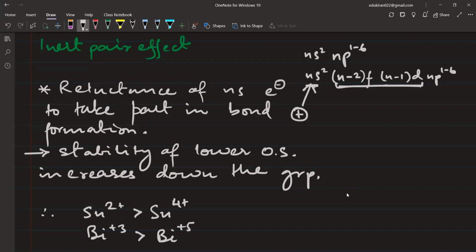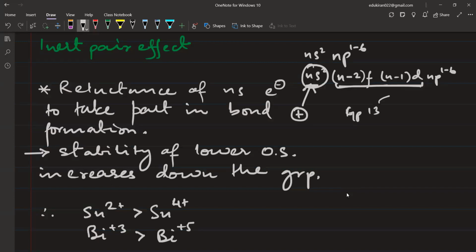If these s electrons are feeling a high level of attraction from the nucleus, these s electrons will be reluctant to form bond. It will not want to leave the atom. And if it is not wanting to leave the atom, that means they cannot take part in the bond formation. तो इसी को क्या बोलते हैं? इनर्ट पेयर इफेक्ट. That means the reluctance of an s electron to take part in bond formation. Now, what is the consequence of this? इसका consequence ये होता है, for example, if I take group 13.